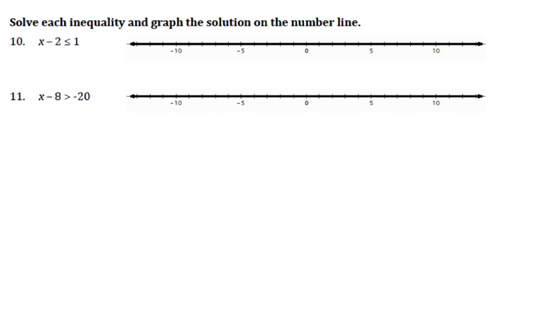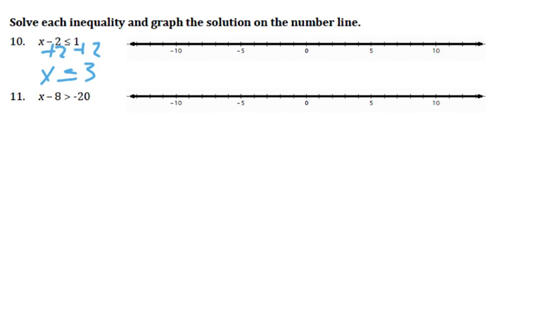Alright, now let's solve and then graph on a number line. So first thing we need to do is solve for the variable. So in number 10 we'd add 2 to both sides, get x is less than or equal to 3. So now we've got to think about what that means. Okay, so x is less than or equal to 3.